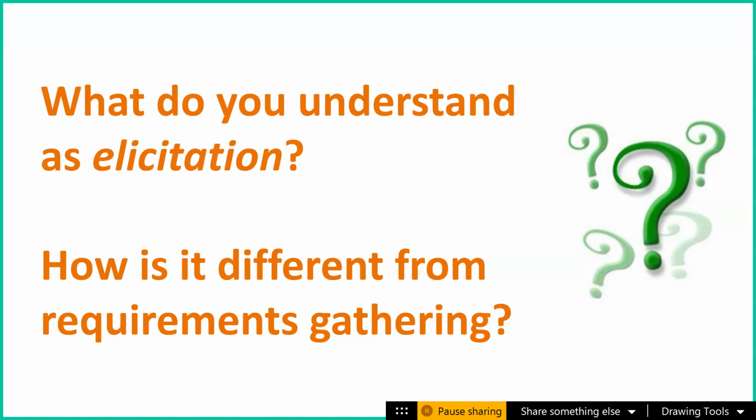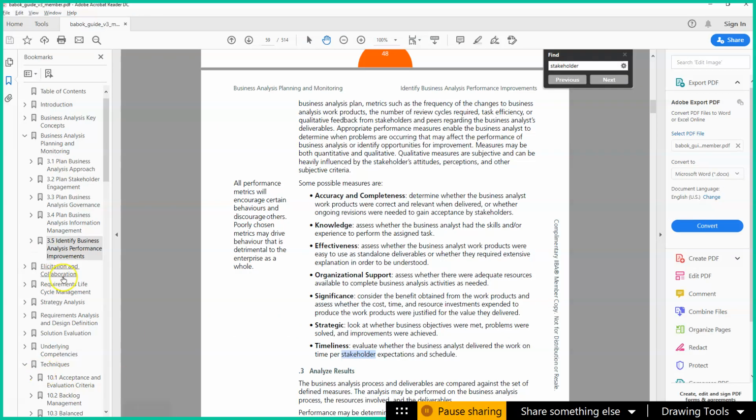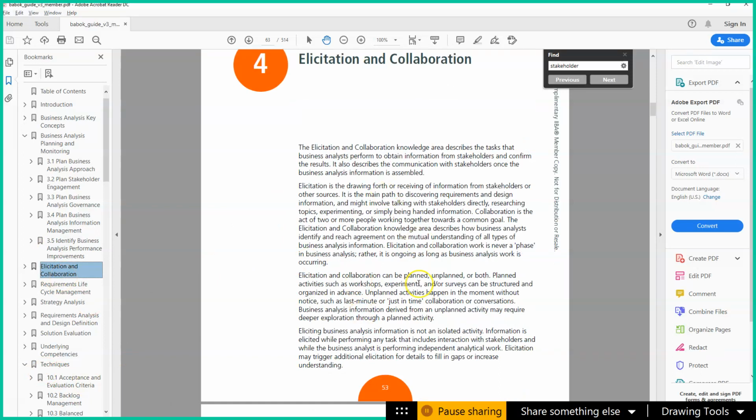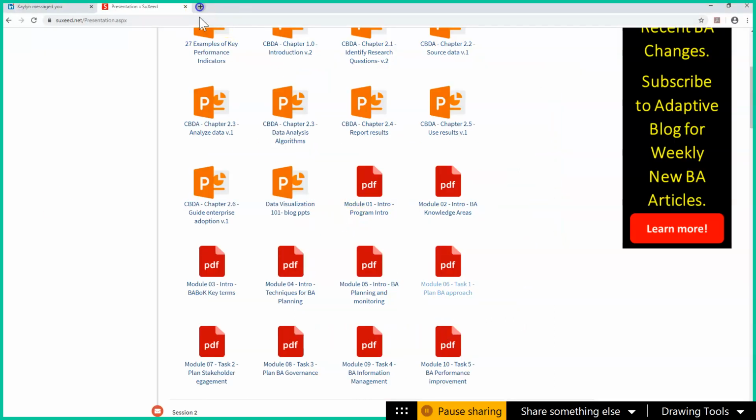So gathering, we gather things that are lying around, right? We gather them up. That means they're readily visible. They're already there. I can see it. I just pick it up. The definition of elicitation is that you have to draw it forth. If I go to your BABOK, it should actually specify that for you. Drawing forth from stakeholders or other sources, meaning it's not just sitting there for the taking. There's work to be done to get it.